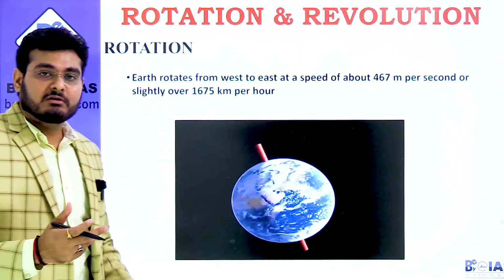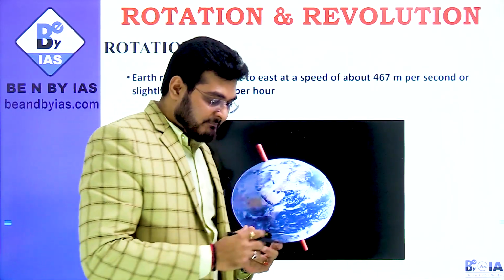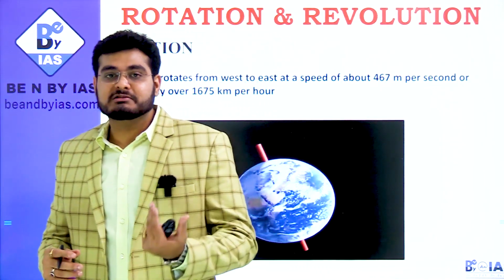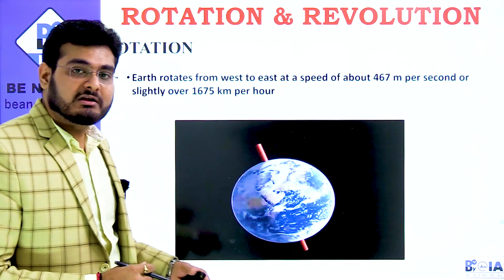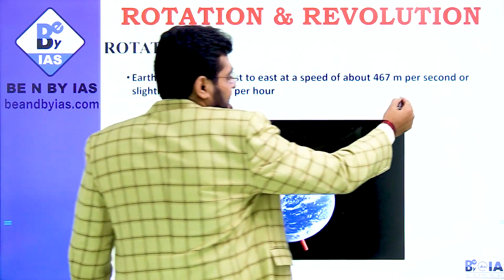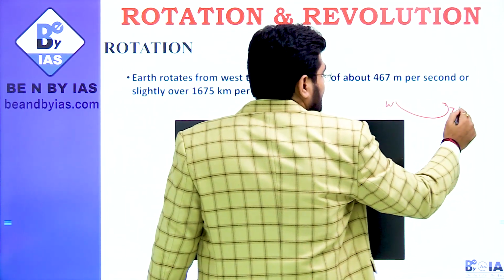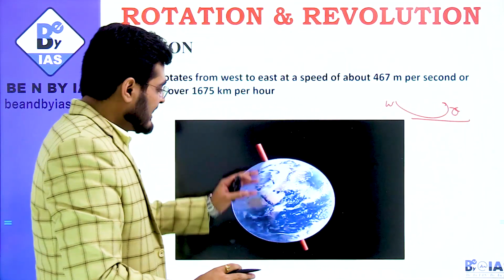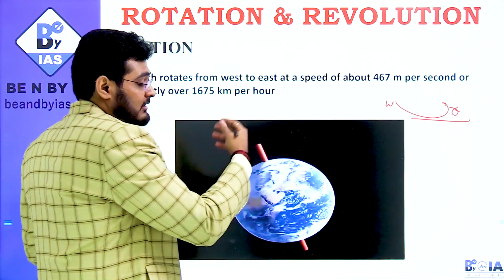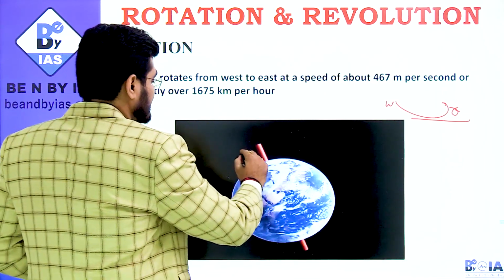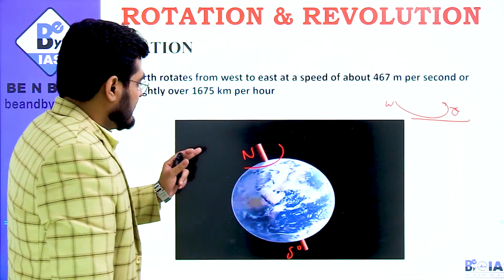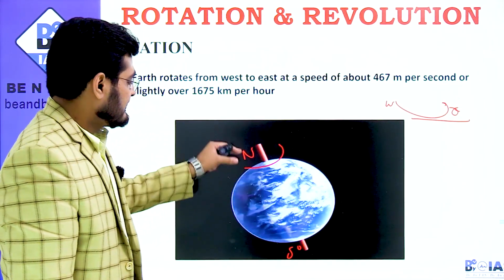If you go to the northern pole, if you go to space and you watch the earth from the northern hemisphere, then you can see that the earth is rotating in anti-clockwise direction. And if you go to the southern hemisphere, you can see that the earth is rotating in clockwise direction. So anti-clockwise direction is from west to east, this way. This is your west, this is your east. So it rotates in such way from west to east, that is from your anti-clockwise direction. This is your northern hemisphere, and this is your southern hemisphere. So this is how it is moving. Okay, now you can see here that it is moving in this way.